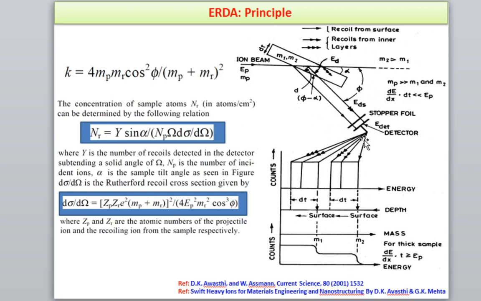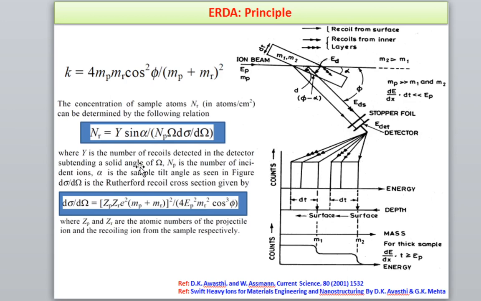We have to use a very sensitive detector. Omega is the solid angle. NP is how many projectiles are falling on the target. Obviously, NR will be proportional to the number of incident particles. And alpha is the small tilt angle given to the sample, as seen in the figure, and d sigma upon d omega is the Rutherford scattering cross section.